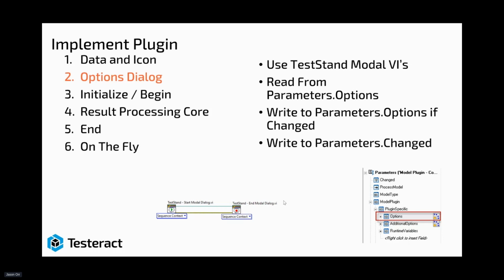There's also a parameters.changed that you want to toggle when parameters have been changed, just to tell TestStand that something has been changed. And that's what you do inside of your options dialog. And again, this is when you can have that option to set your result processing plugin to run asynchronously, right?